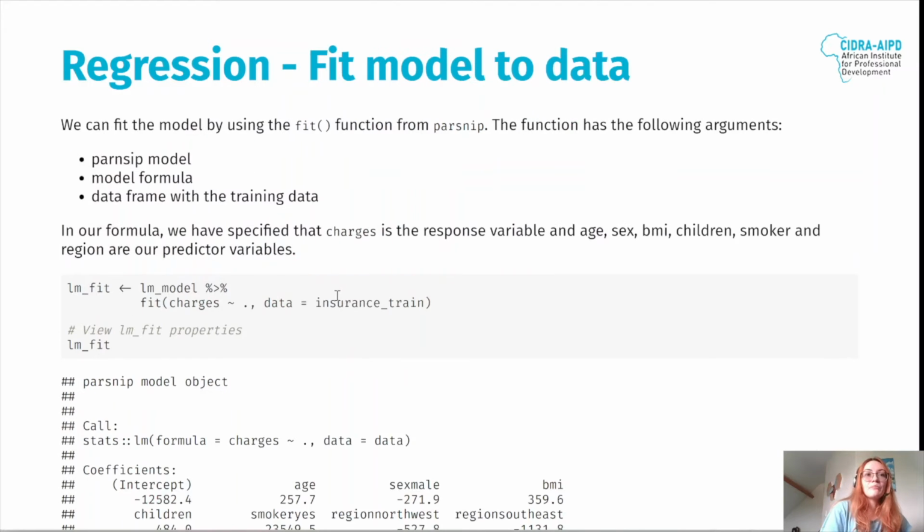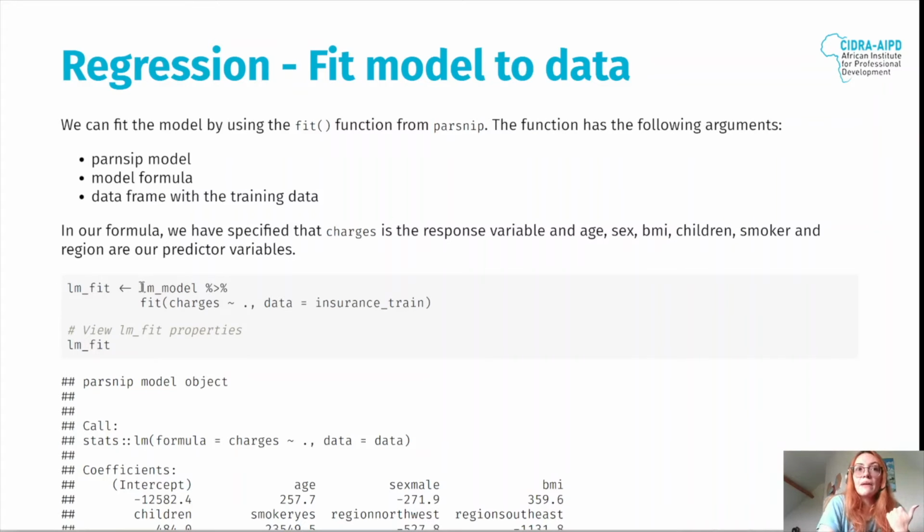So the next step is to actually fit the model to the data. To do that, we are going to use the function fit from parsnip as well. And this function has the following main arguments. It requires a parsnip model that we already ran.